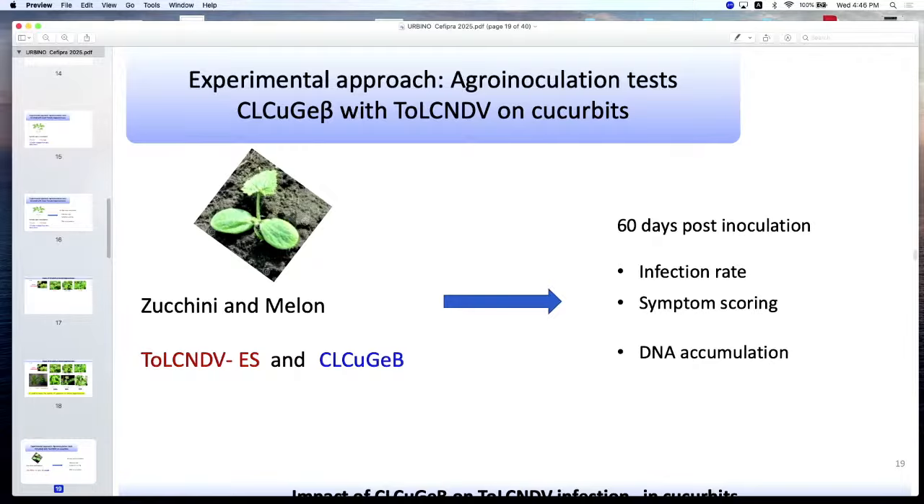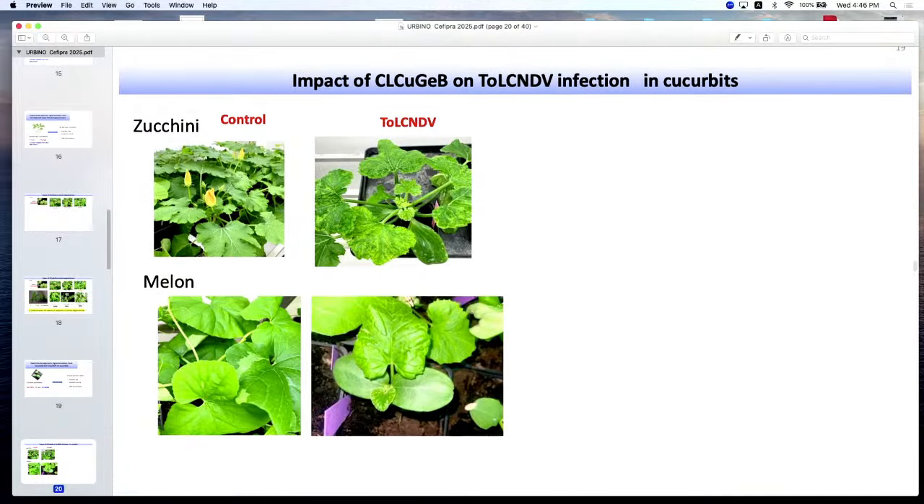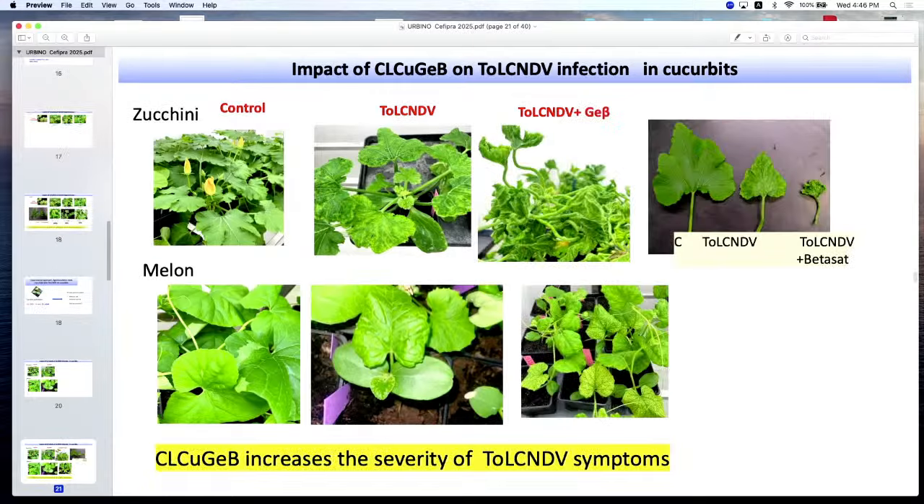And then we did it also with tomato leaf curl New Delhi virus, because it was introduced in Europe in 2012. And the strain which was introduced in Europe could infect only cucurbits, not tomato very well. And so we tested how this satellite could work with tomato leaf curl New Delhi, and we did the same experiment. And then here you have the healthy plant, the plants with the virus, melon and zucchini. And when you add the satellite, you have very severe symptoms. And then you also have here the size of the leaf.